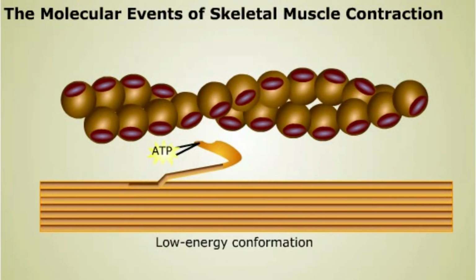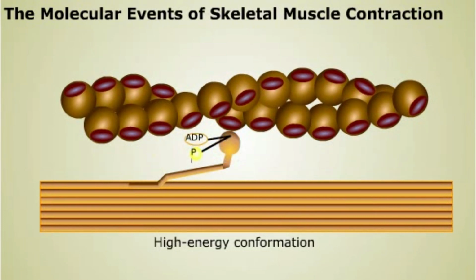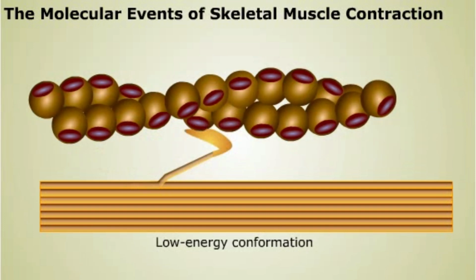When the ATP is hydrolyzed to form ADP and a phosphate, the head changes shape into the high-energy conformation. The high-energy myosin head binds to a specific site on an actin molecule. ADP and the phosphate are released, and the myosin head changes shape back to the low-energy conformation. The change in shape pulls the thin filament toward the center of the sarcomere.